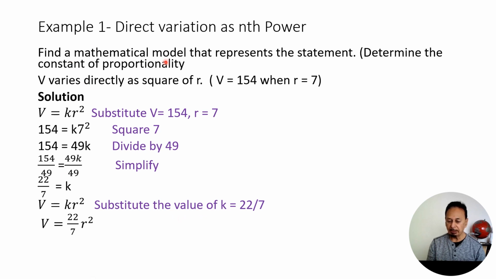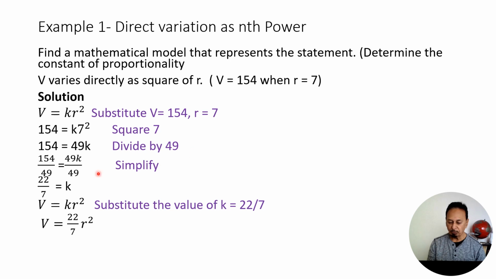Example 1. Find a mathematical model that represents this statement and determine the constant of proportionality. V varies directly as the square of r, and V is 154 when r is 7. So V varies directly means V equals k times the square of r, which is r squared. Now we substitute V equal to 154 and r equal to 7. So this equation becomes 154 equals k times 7 squared. Now square this 7, so it will be 154 equals 49k.